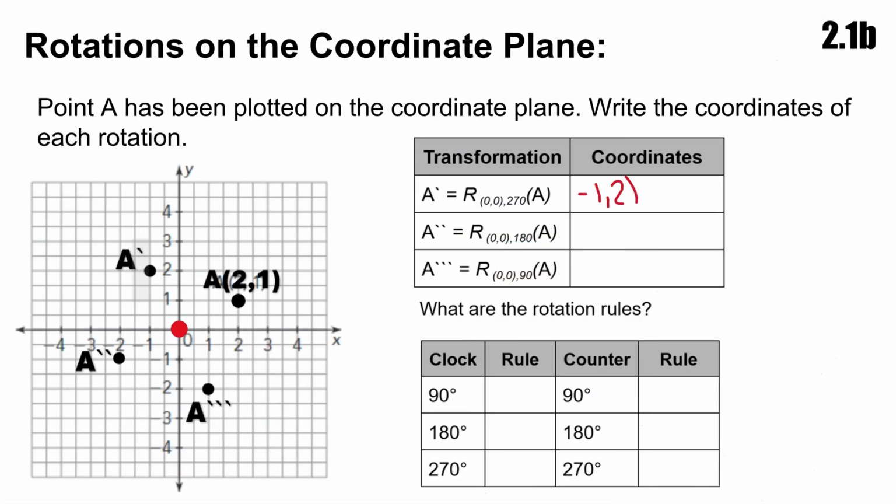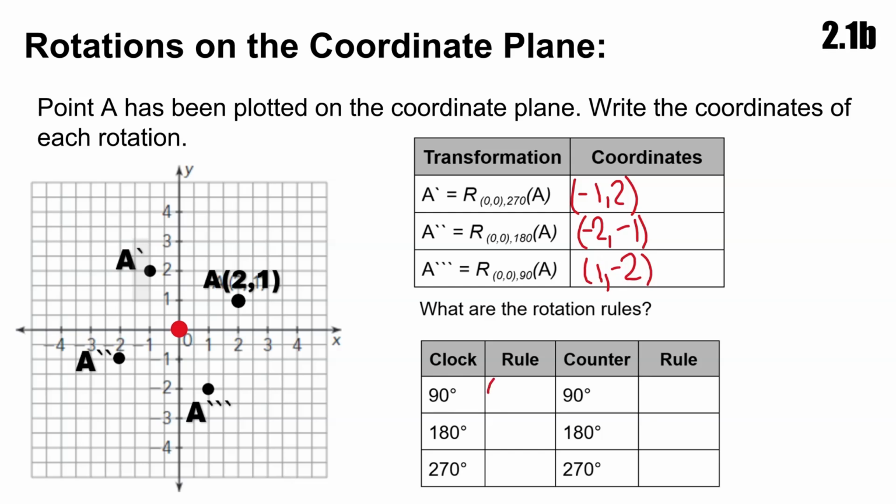A prime is a 270-degree clockwise rotation and is at -1 and 2. B prime is a 180-degree rotation and is at -2 and -1. C prime is a 90-degree clockwise rotation and is at 1 and -2.